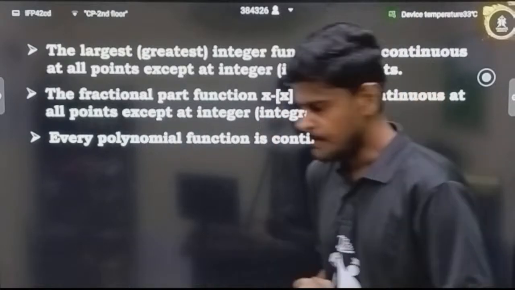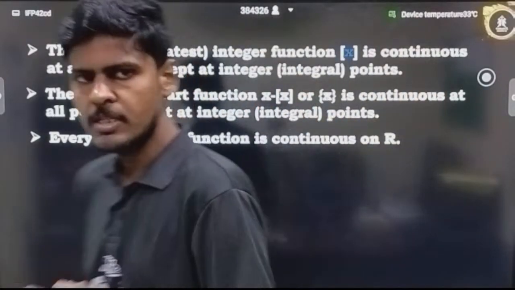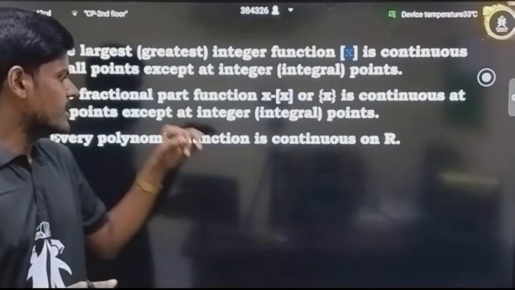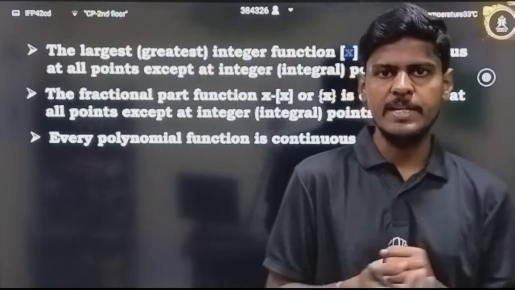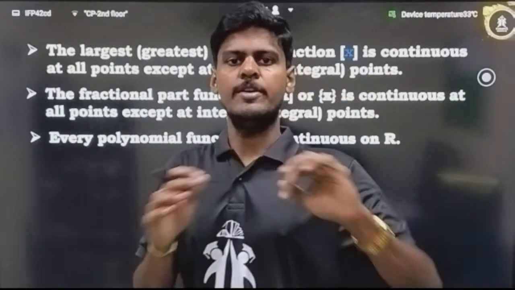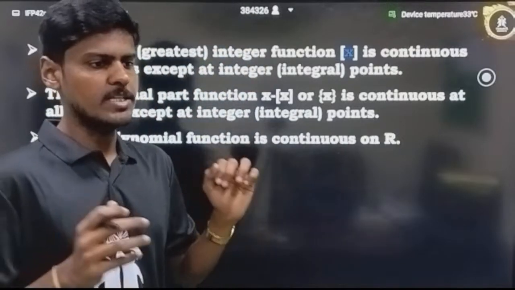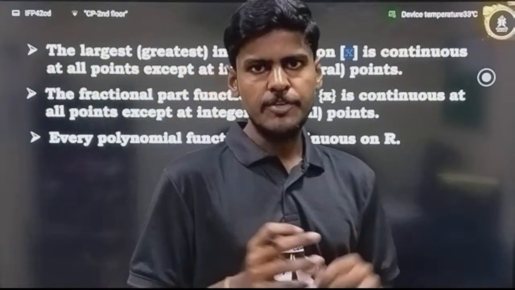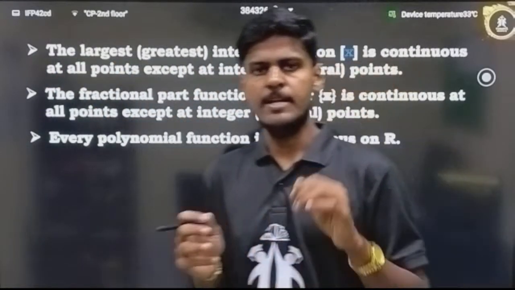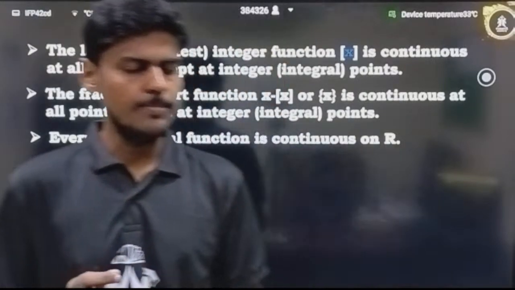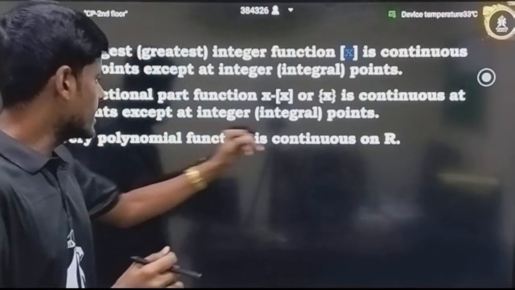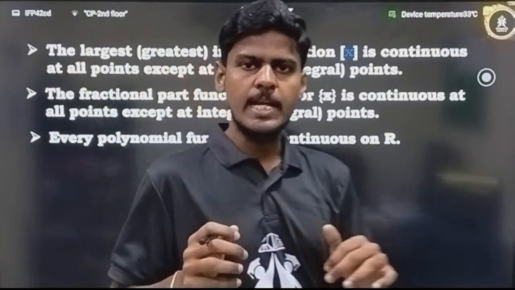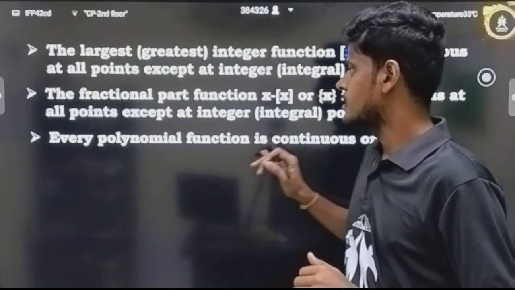Next is, every polynomial function is continuous on all real numbers. This is very important, students. This will be very helpful in solving problems for limit as well as in continuity. Whenever we get a polynomial function, what is a polynomial function? It is of the form a_n x power n plus a_n minus 1 x power n minus 1 plus a_n minus 2 x power n minus 2, etc. So whenever we get a polynomial function, it is continuous in all real numbers.